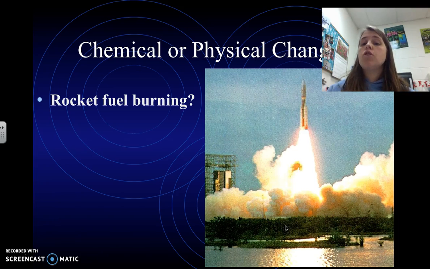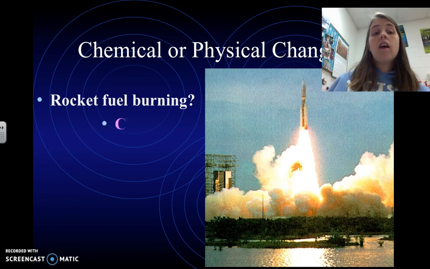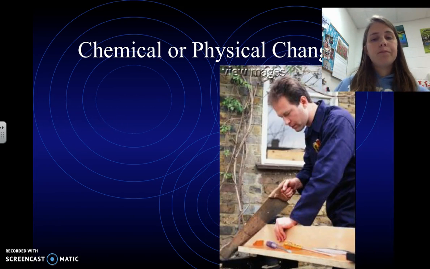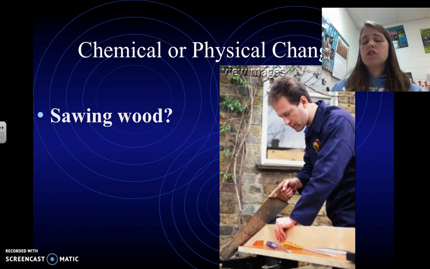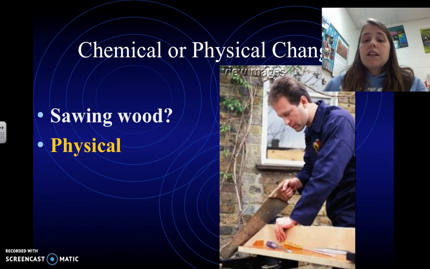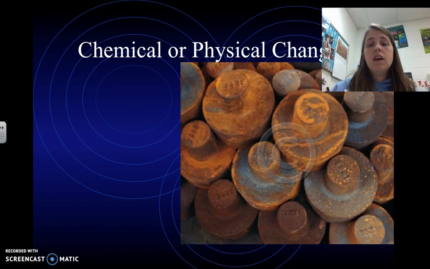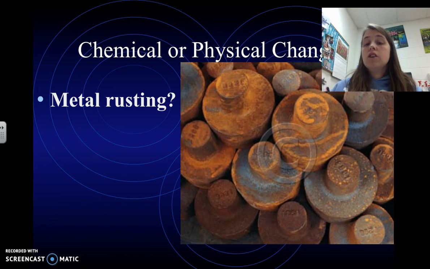Rocket fuel burning. So obviously when rocket fuel burns it gives off light, and that's a big thing. It gives off light and gives off heat, both of which are huge indicators of a chemical change. And then sawing wood. So you saw one piece of wood into two pieces of wood. That's physical. You don't change the identity of the wood. There's none of those characteristics that indicate a chemical change, so it is a physical change. And metal rusting. So it is a color change. That is one of the big ones that tells you it's a chemical change.